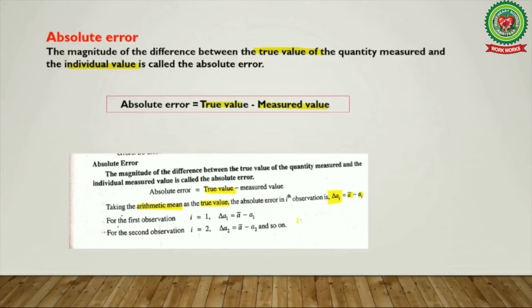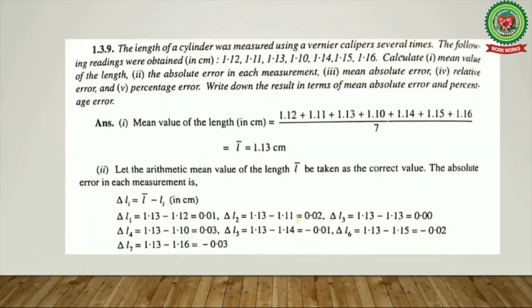Let's see an explanation of this absolute error with an example. The length of a cylinder was measured using a vernier caliper several times. They are performing an experiment several times with the help of a vernier caliper. The following readings were obtained after performing the experiment: 1.12, 1.11, 1.13, 1.10, 1.14, 1.15, 1.16. They are performing the experiment 7 times.